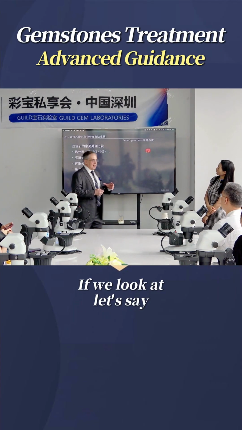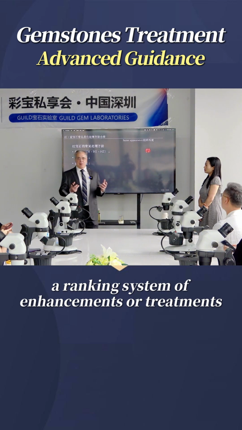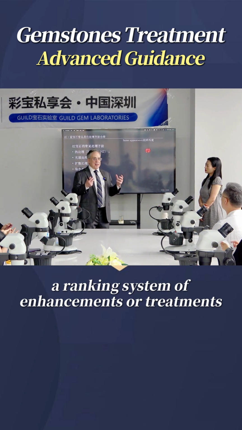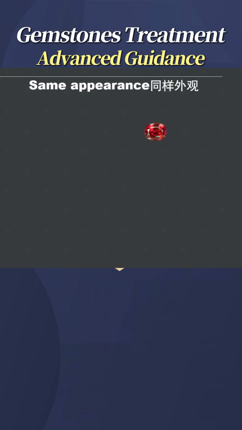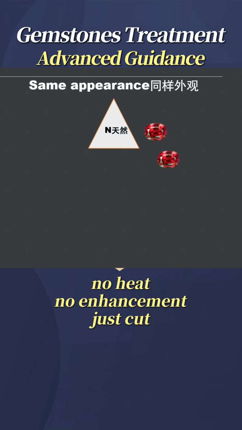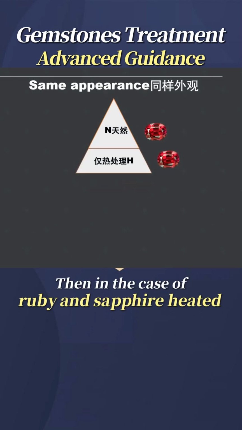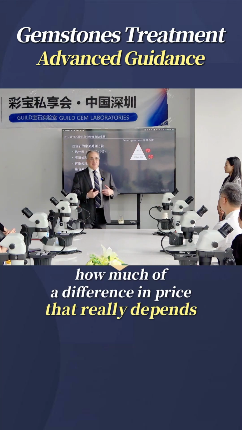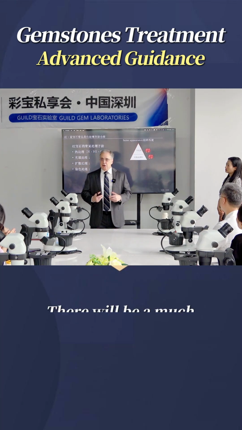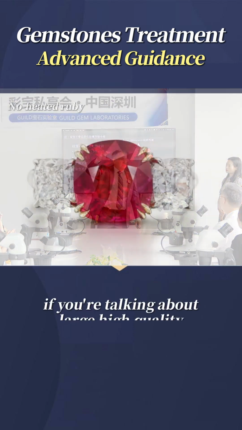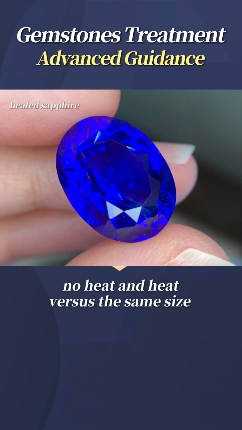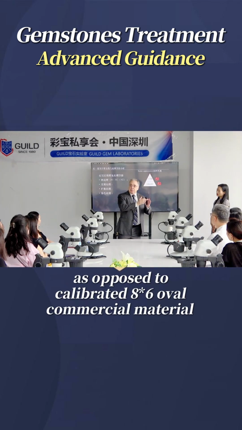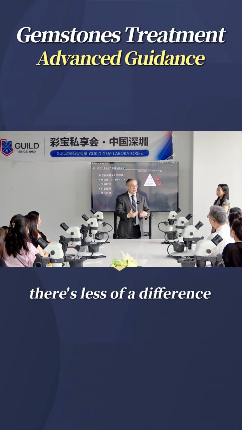If we look at, let's say, a ranking system of enhancements or treatments based on the market value, let's start at the top with nothing done to it, no heat, no enhancement, just cut. Then in the case of ruby and sapphire, heated. How much of a difference in price? That really depends. There will be a much higher percentage if you're talking about large, high quality ruby and sapphire, no heat and heat versus the same size, as opposed to calibrated 8x6 oval commercial material. There's less of a difference.